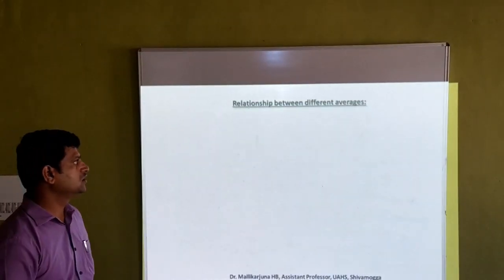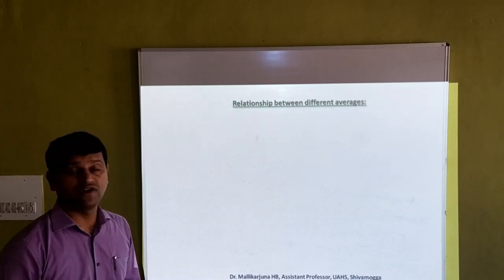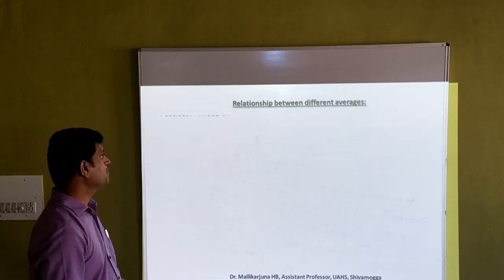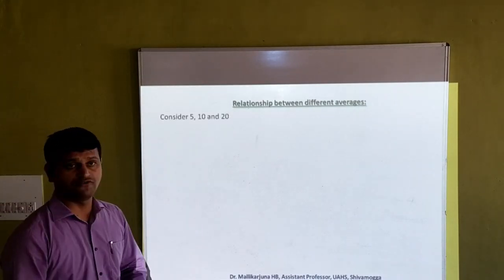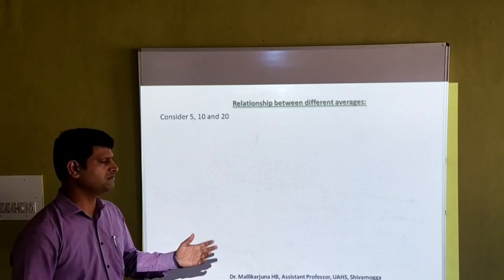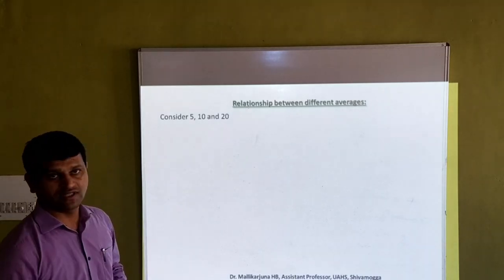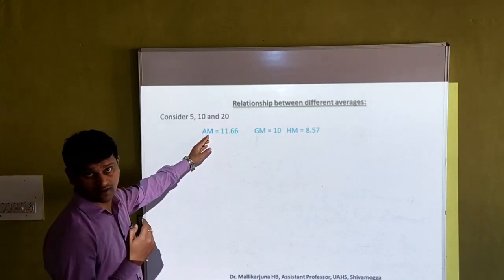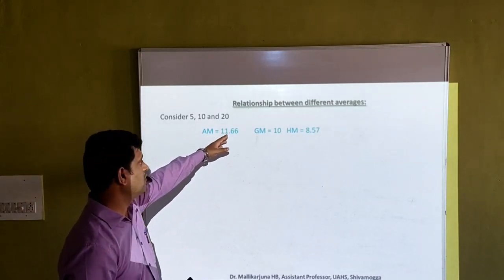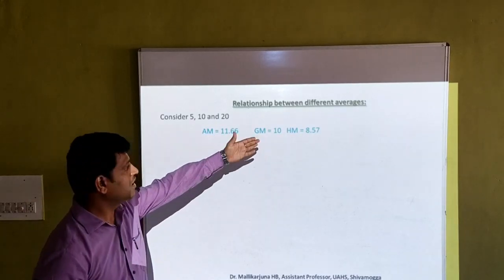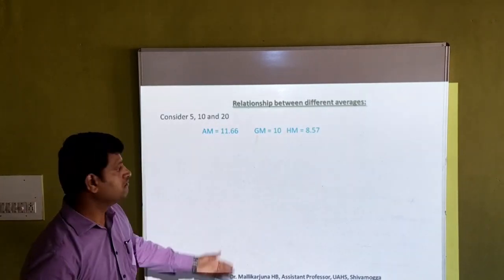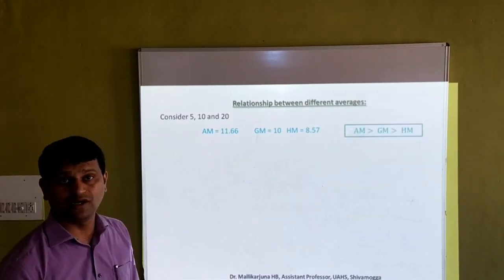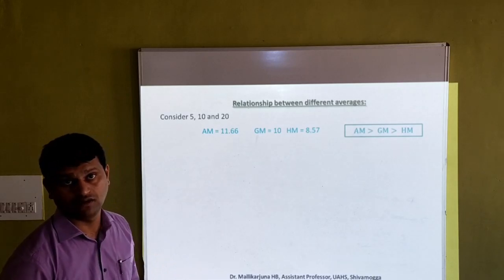Coming to the last part here, the relationship between different averages. Of course, with different averages, some relations are there. Consider three observations, 5, 10, and 20. It will simplify things. For these three observations, the arithmetic mean I have already calculated in the previous slides: 11.66, geometric mean is 10, harmonic mean is 8.57. Based on these three results, I can say arithmetic mean is greater than geometric mean, which is greater than harmonic mean.